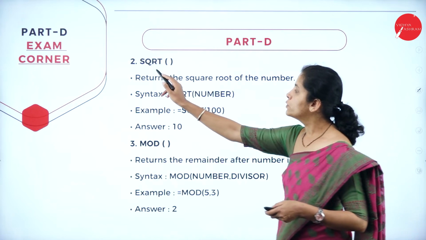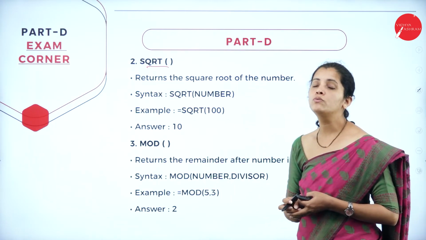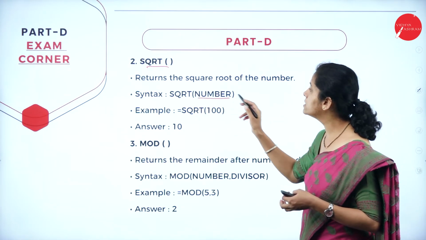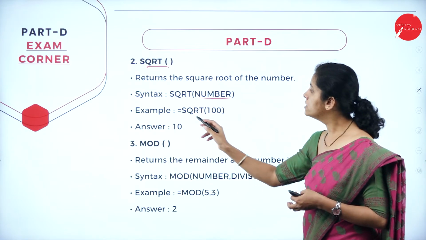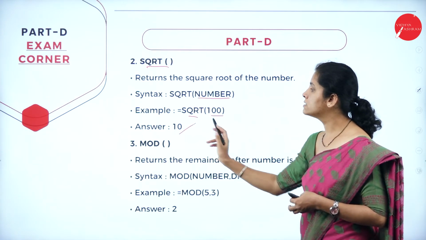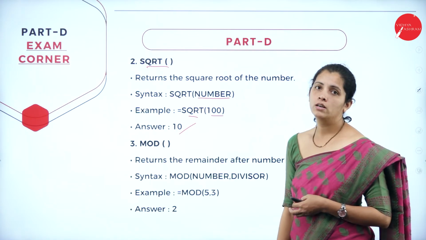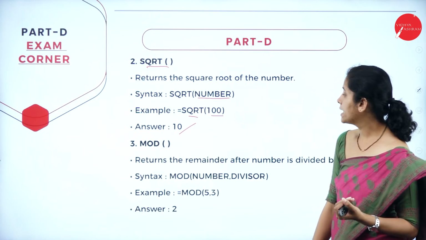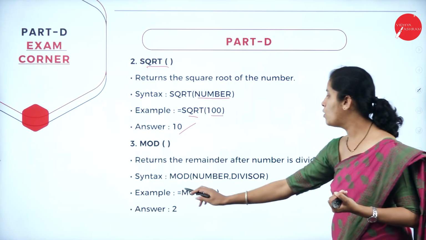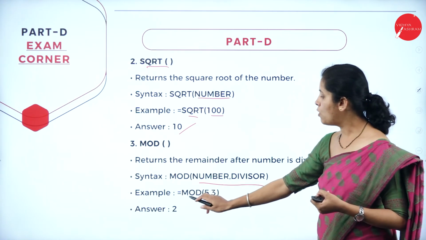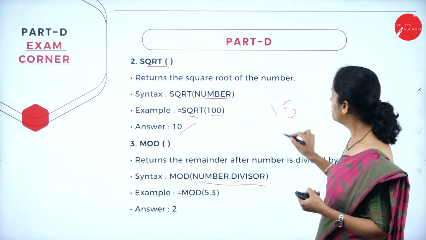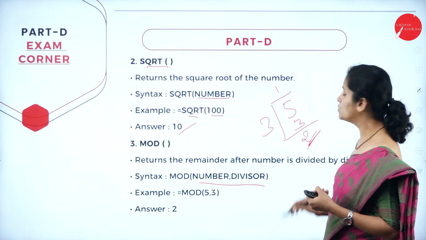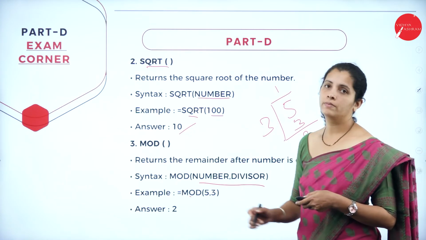Now I'm going to have the square root function. Suppose I want to find the square root of any given number, I'm going to write the square root function and pass the argument, that is, the number. So here square root of 100, what is the answer? It is 10. Now I'm having mod. Suppose I want to get the remainder as my output, then I can use mod. Now mod takes a number and a divisor. So mod 5, 3, that is, 5 divided by 3. 3 ones are 3. Then what about the remainder? The remainder is 2. To get the remainder, I'm going to use mod.